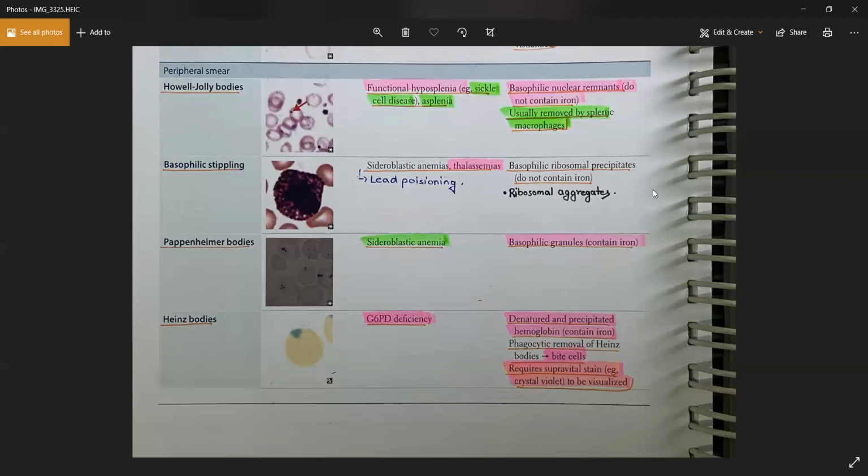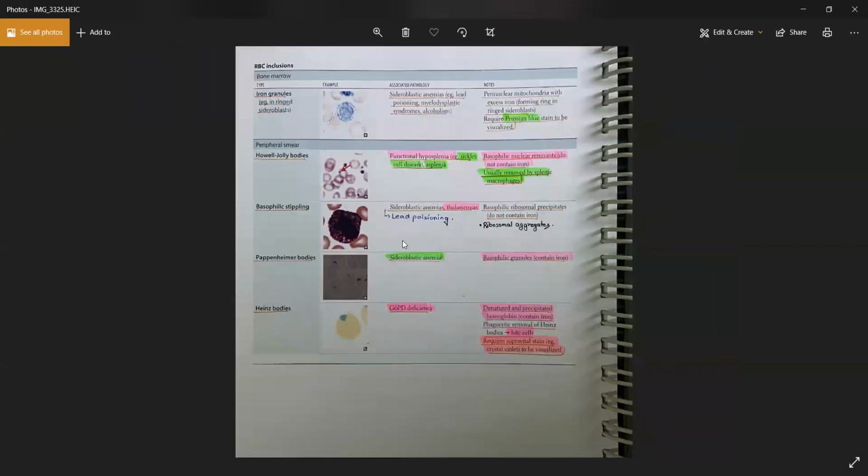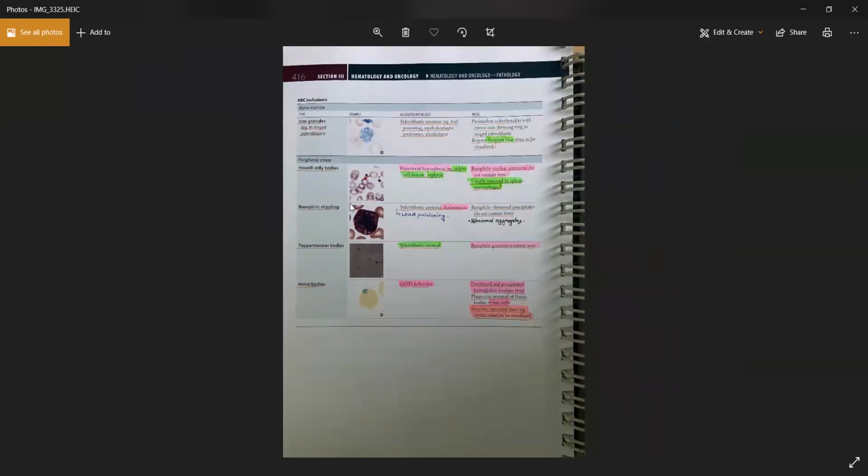Yes. And how do you see the Heinz bodies? It is by crystal violet staining. Okay. That would be it. Any doubt on this page? No, thank you.